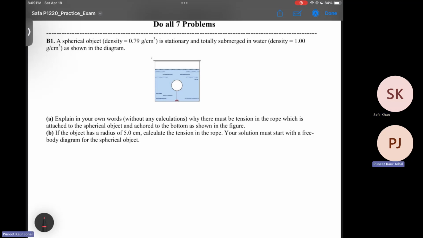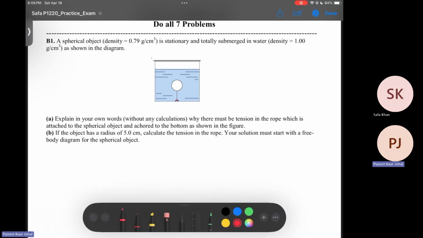Okay, so the first problem is regarding buoyancy. When an object is submerged in water, what kind of forces are experienced by it? So there are a few things. If you're heavier than water, which means your density is greater than water, things will totally submerge. But if your density is less than water, you're more likely to float. So there are always three scenarios that can happen.